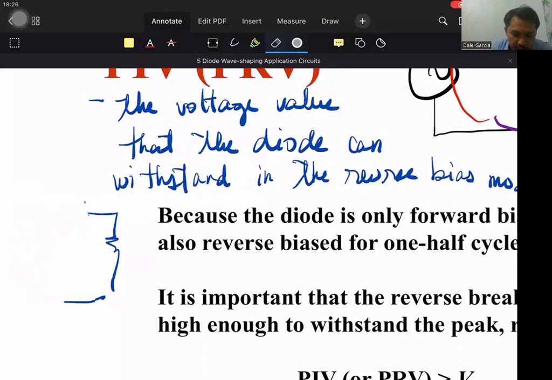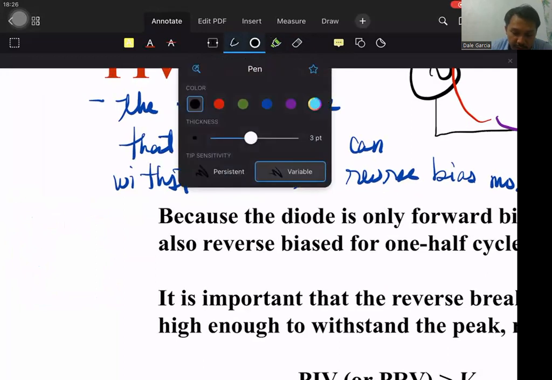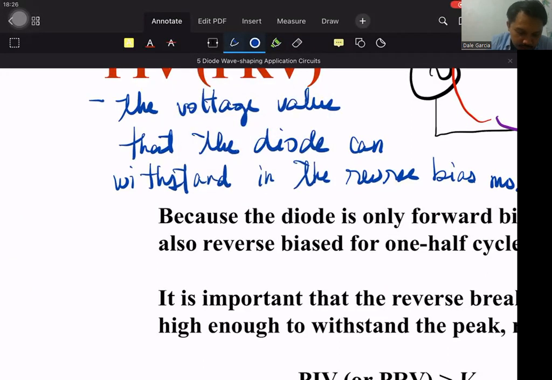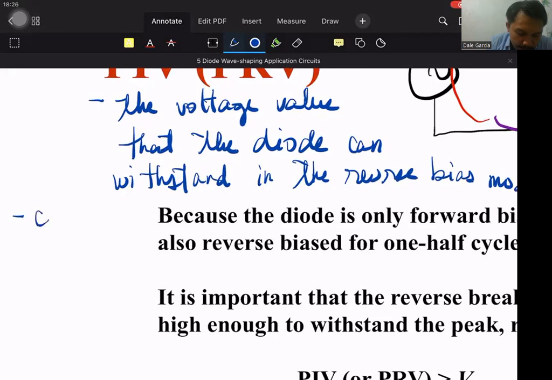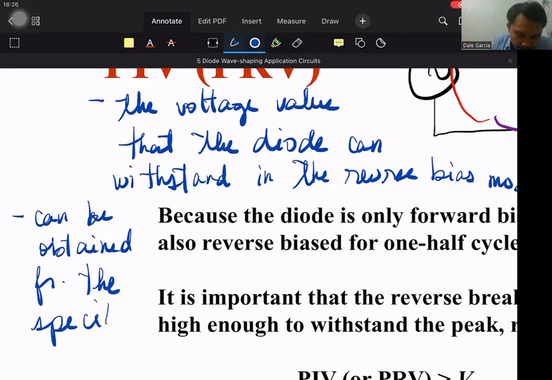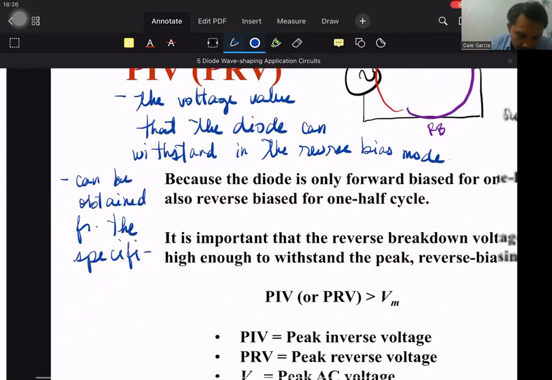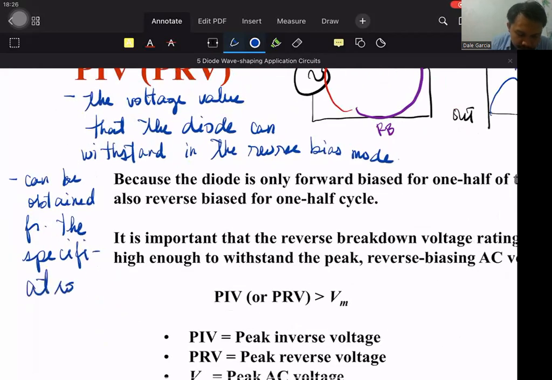So, where could we look for this one? This can be obtained from the specification sheet. The specs sa atong diode.